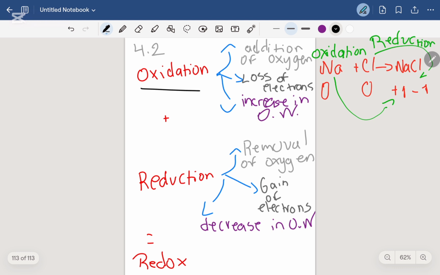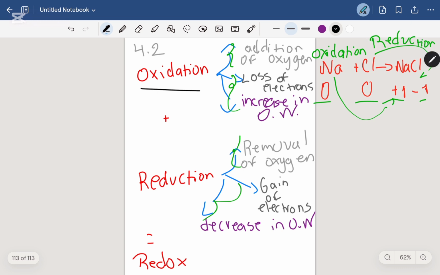In other terms, their oxidation number changed. So Na had an oxidation number of 0, it became +1. Cl had an oxidation number of 0, it became -1. So we cannot really use this property over here, the removal and addition of oxygen. It was just something they thought of back in the days. But now, these two, the loss of electrons and oxidation number, are the more necessary things when trying to understand what is oxidation and what is reduction.